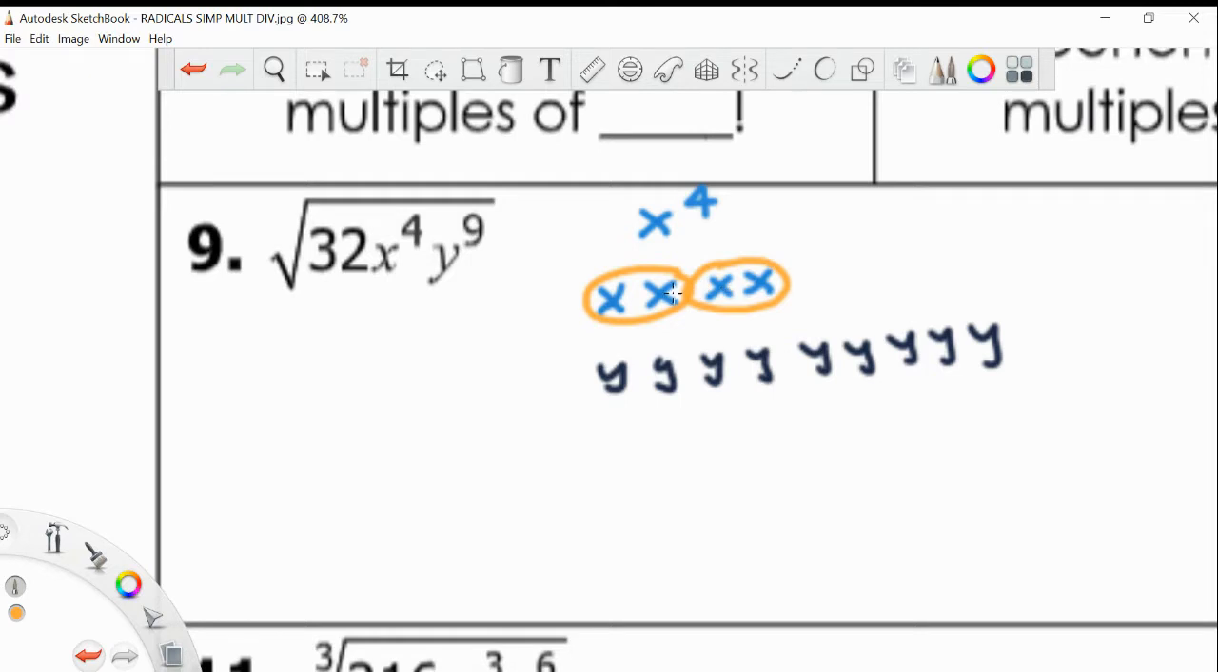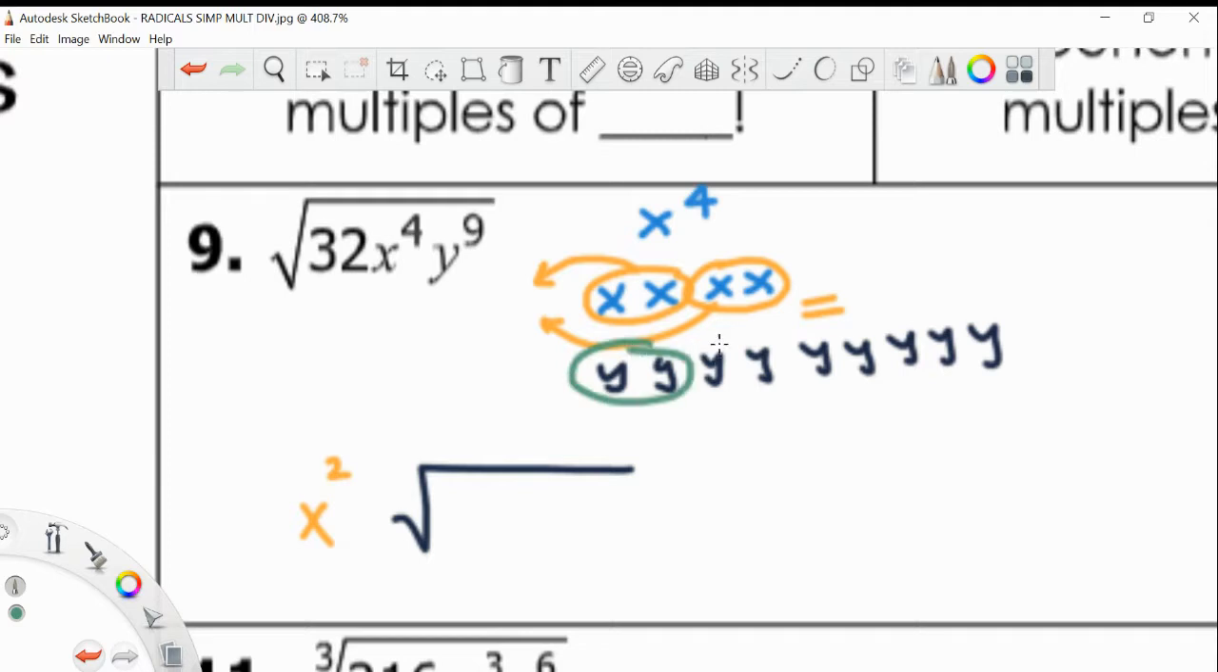And so we need pairs of x's. So we've got 2 x's. And so we're going to have 1 x come out front, 2 x come out front. So when we do our square root, we should have x squared out front. Do we have any leftover x's? No. So there should not be any x's left over on the inside. And obviously that's a pretty easy process.